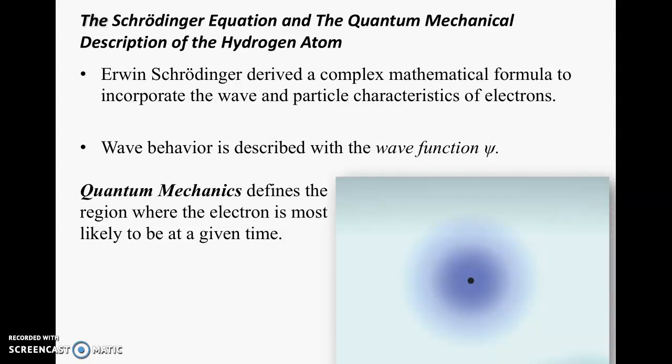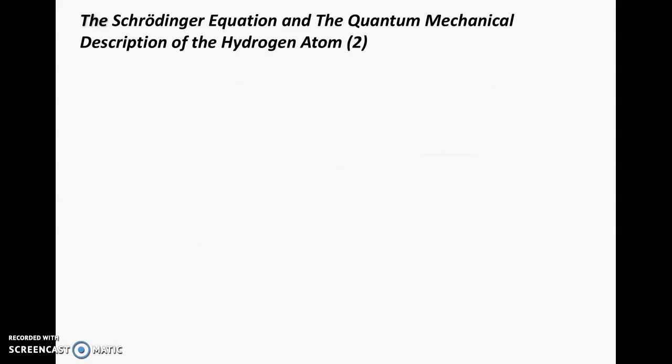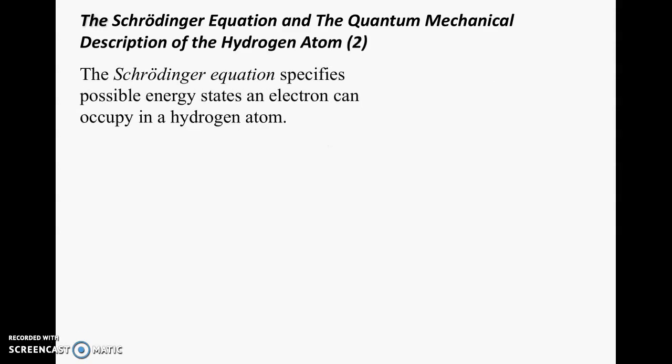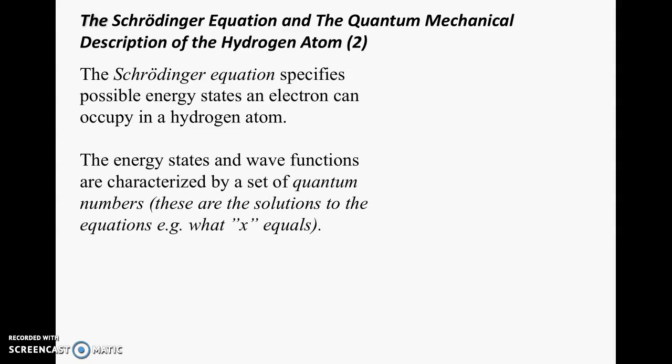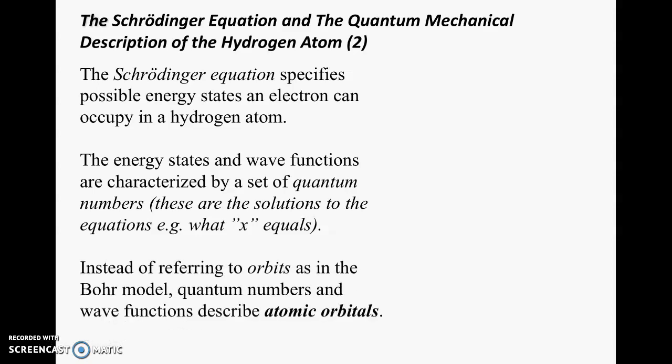And so it looks like a fuzzy cloud where you can see that the electron density would be greater around the nucleus than very far away. It also specified, as did Bohr's atom, that there are specific electron or energy states that the electron can occupy. And when you solve this equation, which you will never have to do because it's very complex, the solutions describe where this electron probability is.